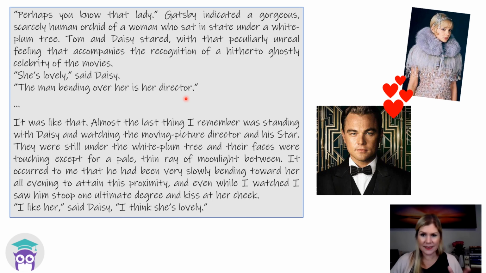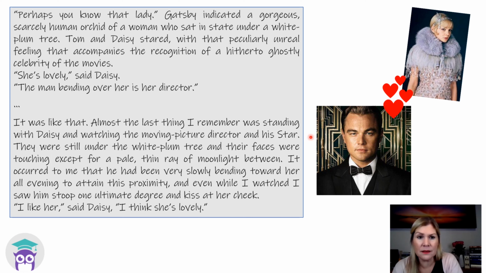So that in itself seems fairly straightforward. Obviously, there are celebrities, there are famous actresses that are very beautiful, and he's showing off by saying, you know, here is this beautiful woman that you'd recognise. But the placement of actress and director is really, really interesting symbolically, particularly when you look at the later description of their behaviours. Here: "almost the last thing I remember was standing with Daisy and watching the moving picture director and his star." Look at the way that star has been capitalised.